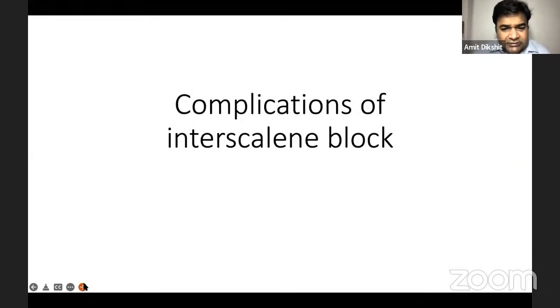So what are the complications? Now I am highlighting the complications because interscalene block is done by all the anesthetists, may it be novice, may it be expert, and complications are sometimes very, very critical.